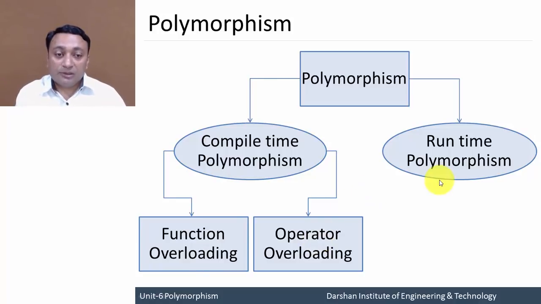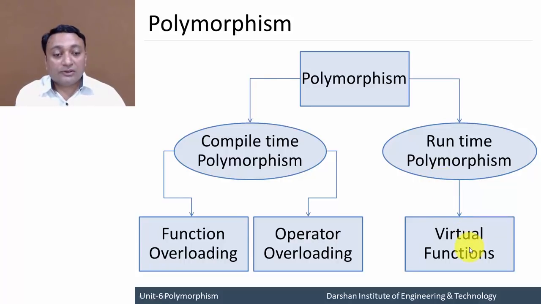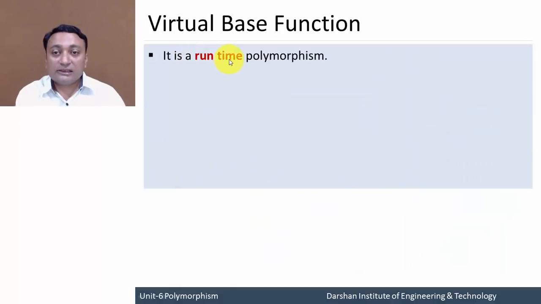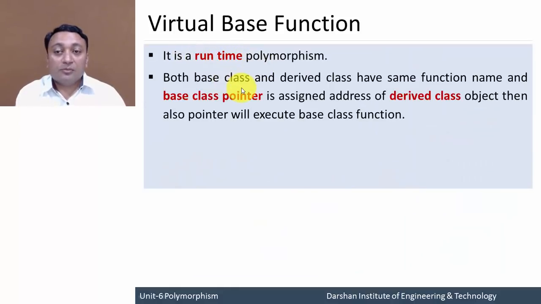Now runtime polymorphism is virtual base functions or virtual functions, because the base class and derived class both have the same name, that is method overriding, and it decides at runtime which function to call using a pointer. So virtual base function is runtime polymorphism. Both base class and derived class have the same function name and a base class pointer is assigned the address of a derived class, then the pointer will execute the base class function. We have seen this in our program.